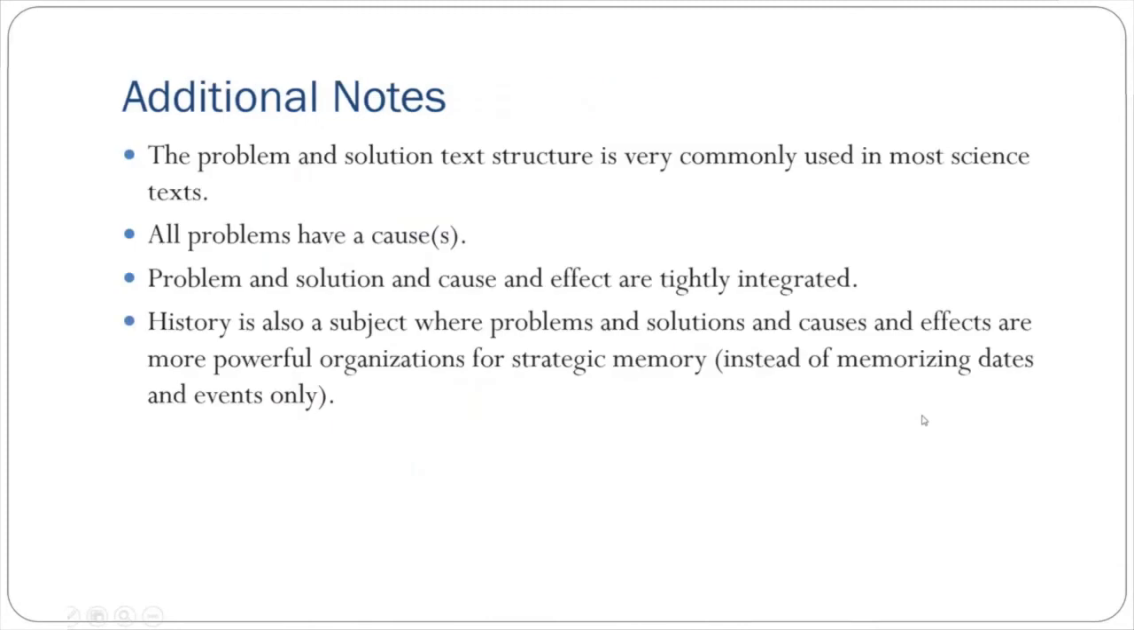Finally, the problem and solution text structure is very commonly used in most science texts. As I stated previously, all problems have a cause or multiple causes. Problem and solution and cause and effect are tightly integrated. History is also a subject where problems and solutions and causes and effects are powerful organizations for strategic memory instead of memorizing dates and events only.